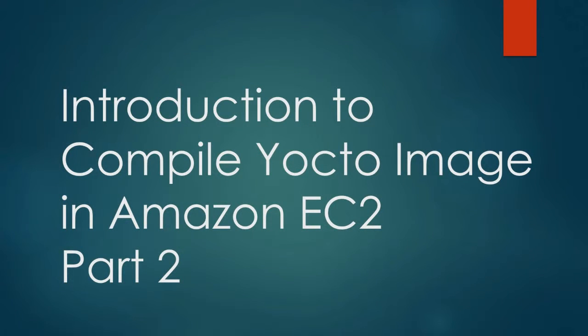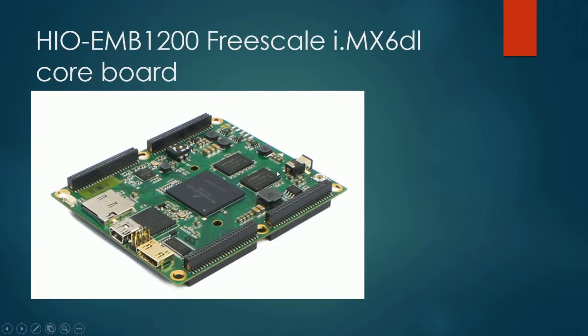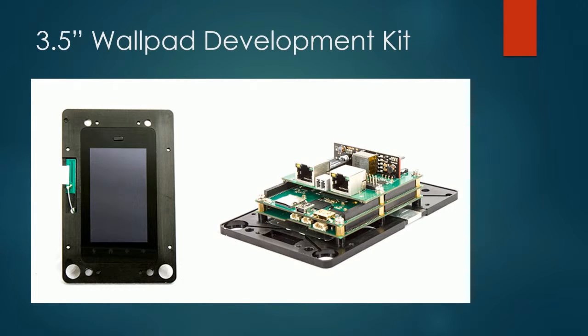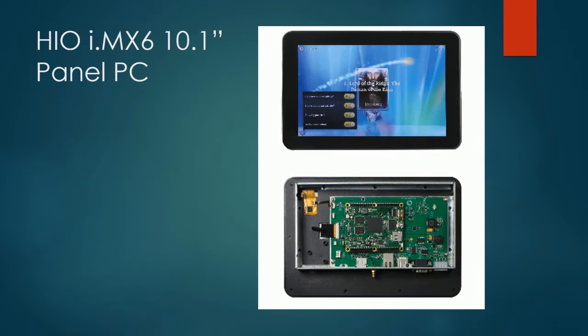Welcome to the introduction to compile Yocto image in Amazon EC2. Just a reminder that we're going to compile a Yocto image that's going to work on the Hio EMB 1200 Freescale IMX6 dual-core board, and that one is going to work for the 3.5-inch wall pad as well as the 10-inch panel PC.